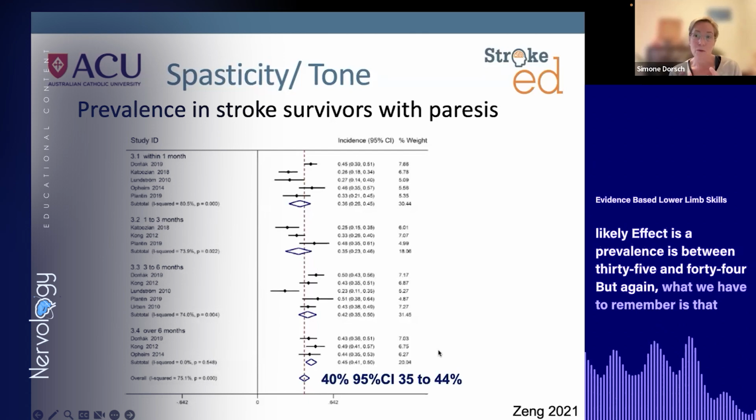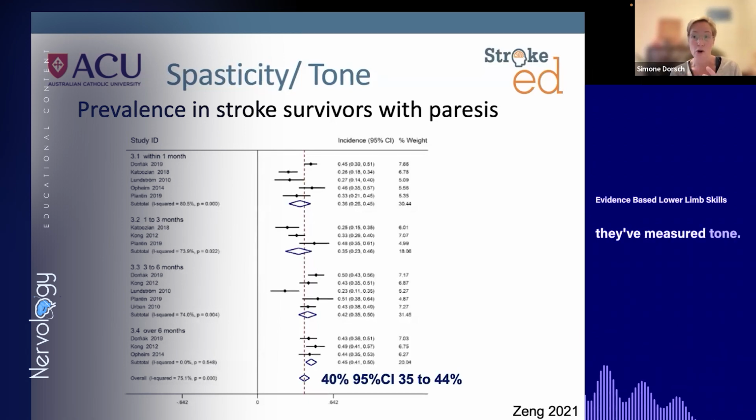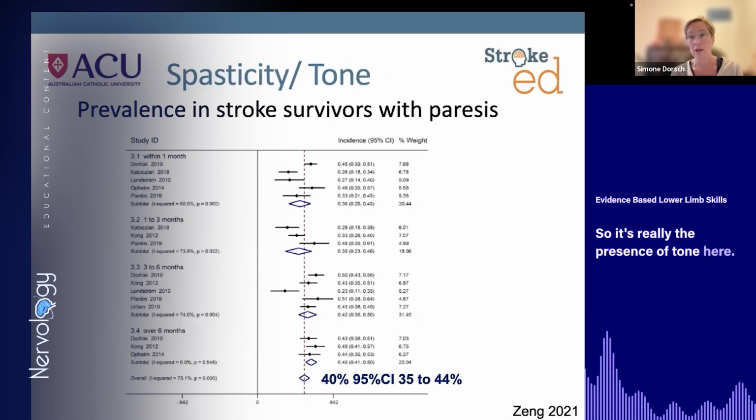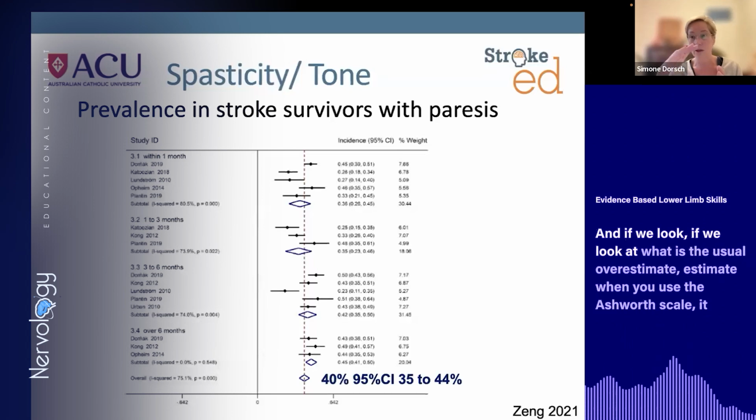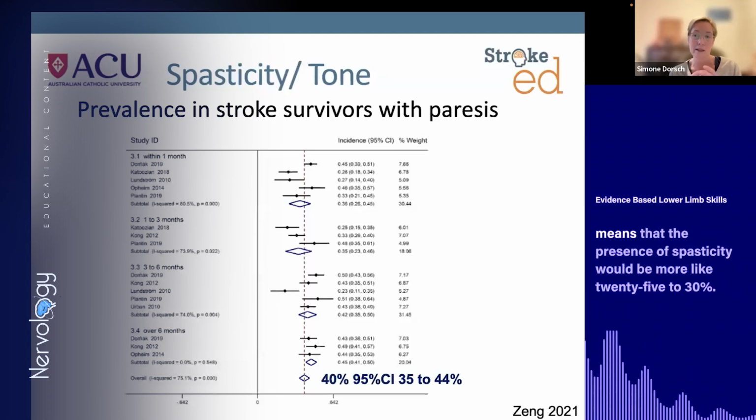But again, what we have to remember is that they've measured tone. So it's really the presence of tone here. And if we look at the usual estimate when you use the Ashworth scale, it means that the presence of spasticity would be more like 25 to 30%.